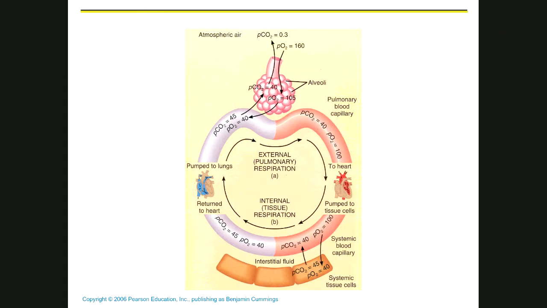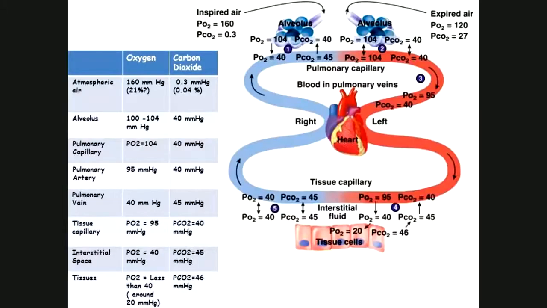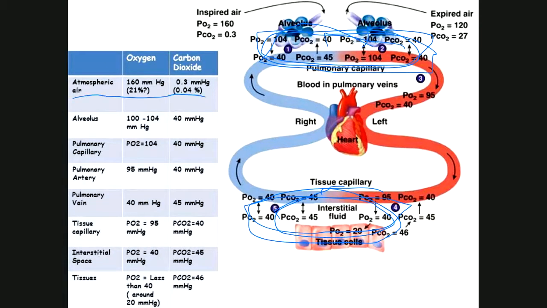So it's like a circle over and over. And so we have external respiration, internal respiration, external respiration, internal respiration. And if you look over here, you can see what the levels of oxygen and carbon dioxide are in all these different places. There's the air we breathed in. There it is in the alveolus, pulmonary, there in the tissues, and so on.